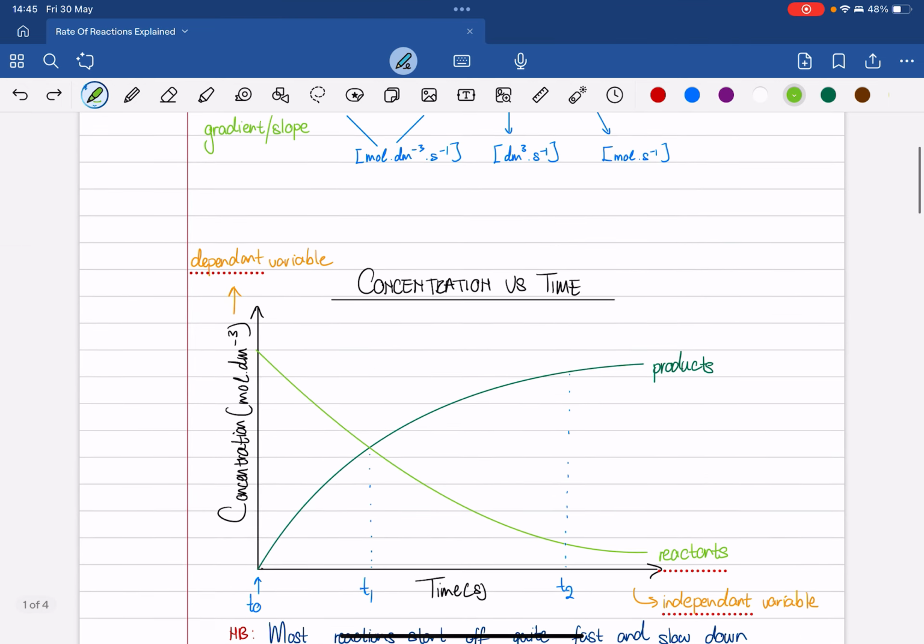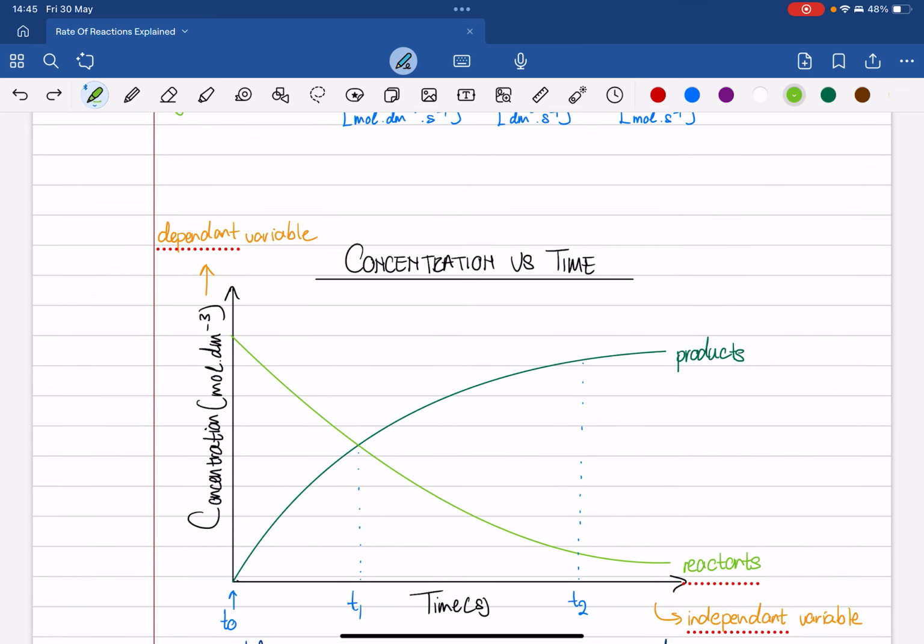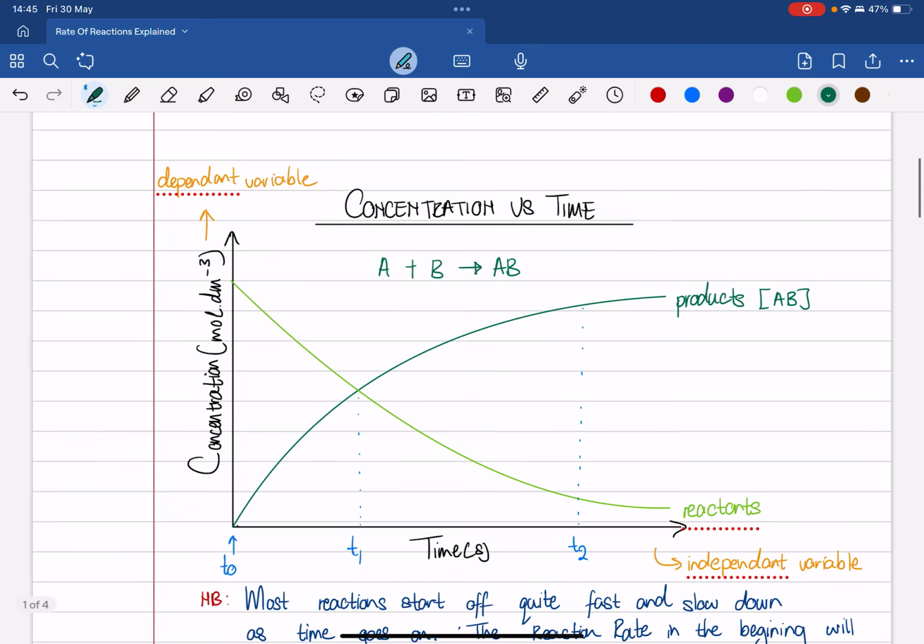So let's look at an example here to better understand what is going on. Here I've got a concentration versus time graph, and I've got two things forming. So let's think of a hypothetical reaction. Let's say A plus B react to form AB. All right. So the products here represent the concentration of AB, and the reactants represent the concentration of A and the concentration of B.